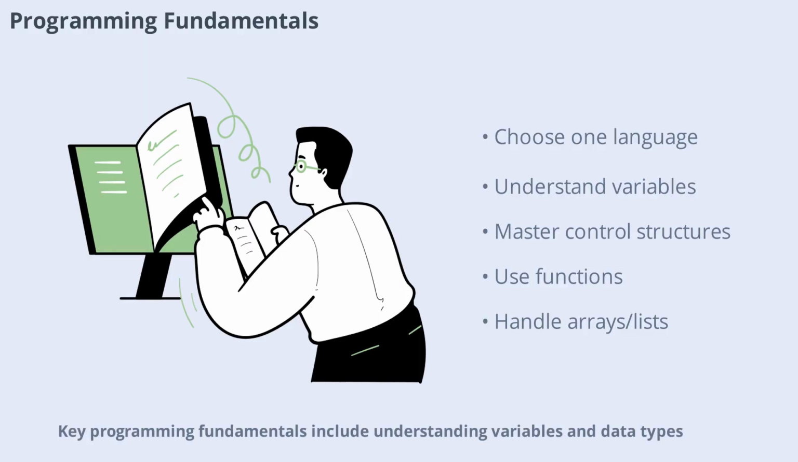Key programming fundamentals include understanding variables and data types, mastering control structures like if-else statements and loops, and knowing how to write and use functions. You'll also need to be comfortable with arrays or lists, pointers, or references depending on your language, and basic input-output operations. These skills are the backbone of every algorithm you'll encounter.